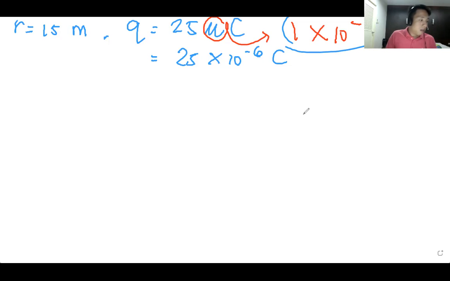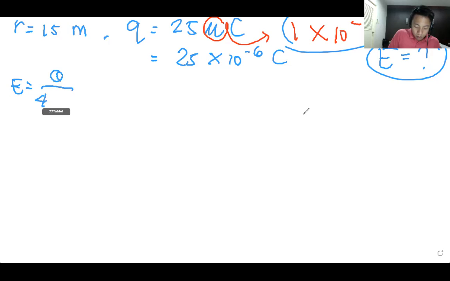Since we have these two given, let us put the formula using the sphere. What were we looking for earlier? We are looking for the electric field, or the magnitude of the electric field. So you have the formula E is equal to Q over 4 pi constant R squared.